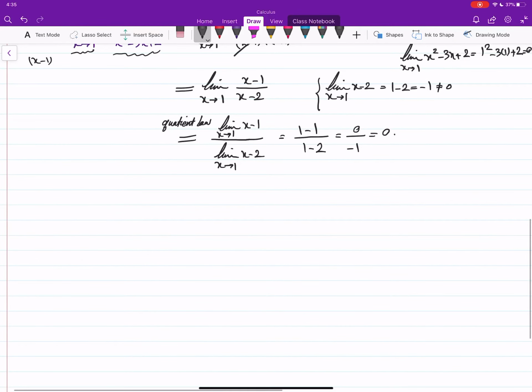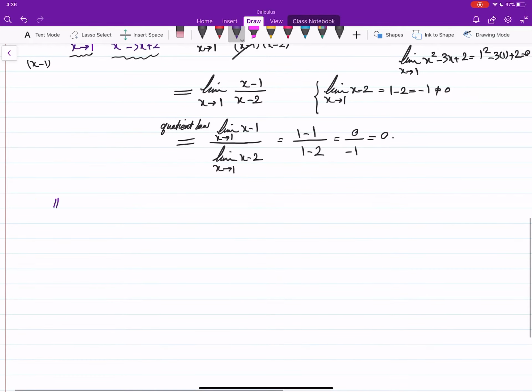Let's do another example. Example 2. This is the limit of x squared minus 2x over x cubed plus 3x squared plus x.